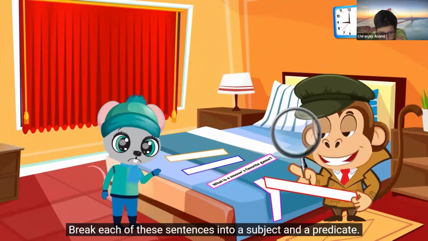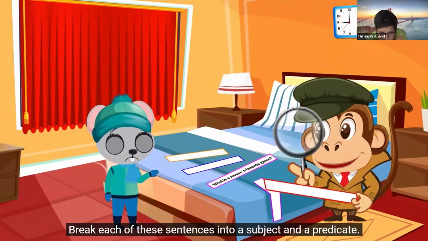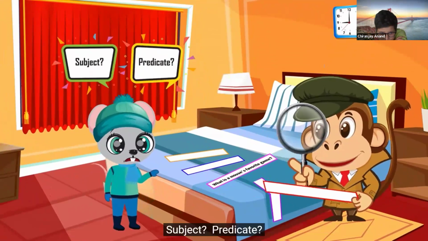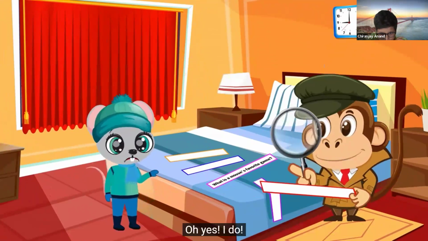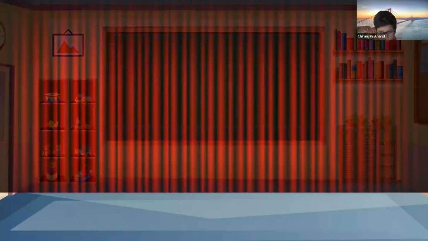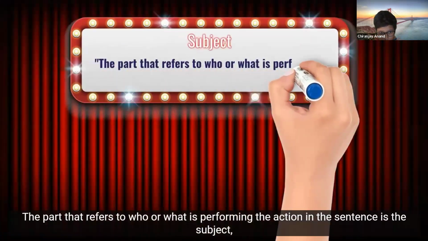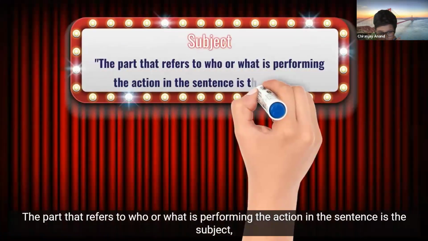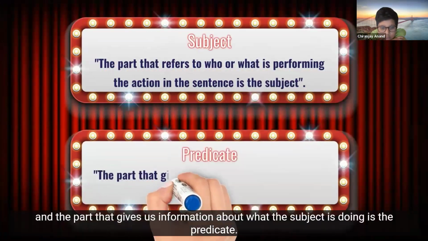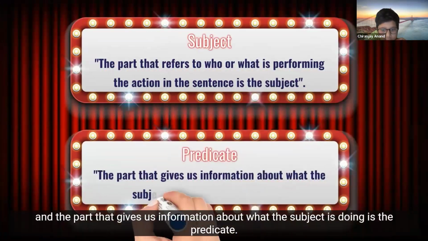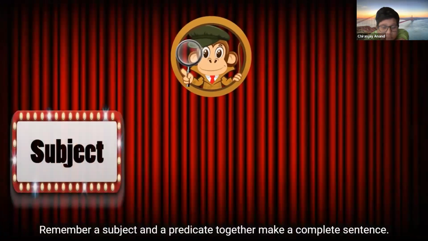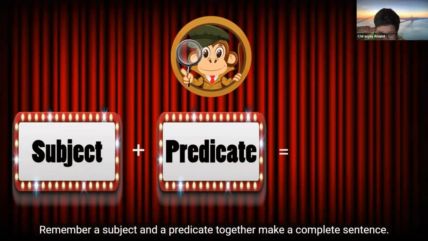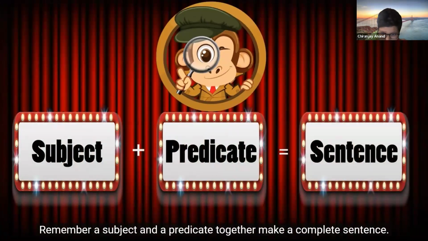Break each of these sentences into a subject and a predicate. Subject? Predicate? Do you have any idea what this means, Spike? Oh, yes, I do. The part that refers to who or what is performing the action in the sentence is the subject, and the part that gives us information about what the subject is doing is the predicate. Remember, a subject and a predicate together make a complete sentence.